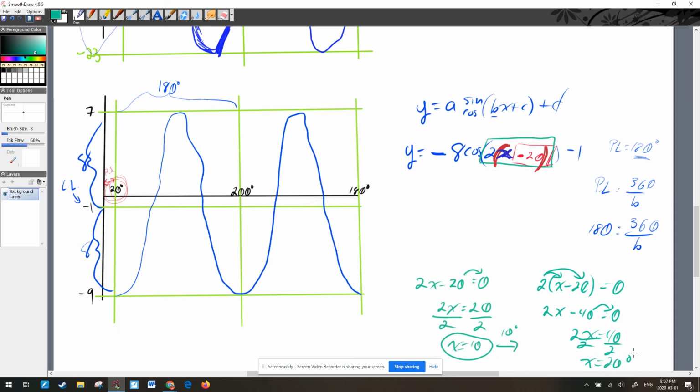X equals 20 degrees. So my hint for any time that you need to figure out what the phase shift, the C value is, just pick the obvious answer and put in an extra set of brackets. And that extra set of brackets will make it all work out nicely.